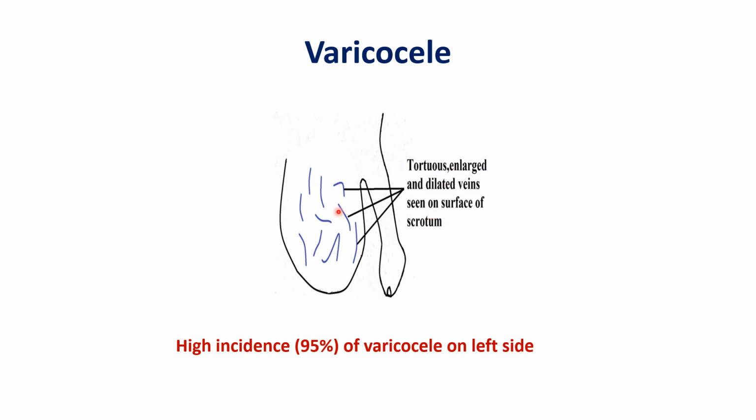But what happens when the veins themselves are tortuous, enlarged and dilated? When the pampiniform plexus of veins itself is tortuous, enlarged and dilated, the condition is called varicocele, and this is more common on the left side. So why does varicocele have a high incidence of 95% on the left side? There are various reasons for that.